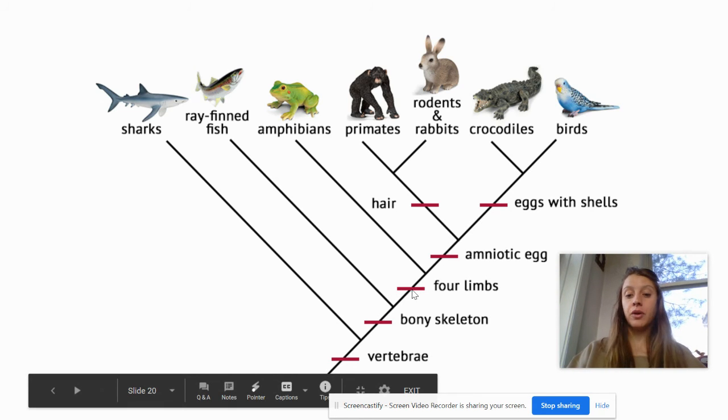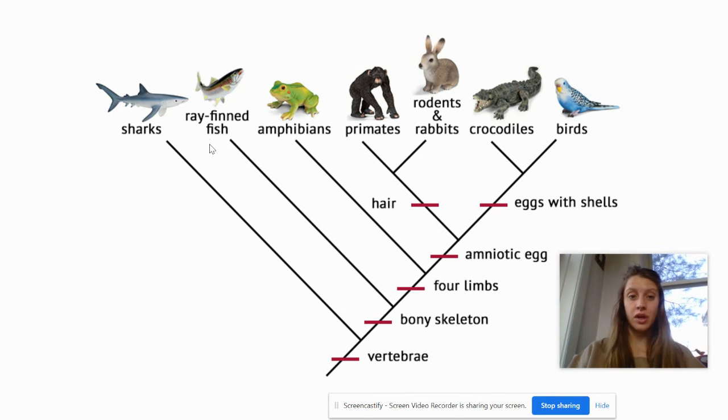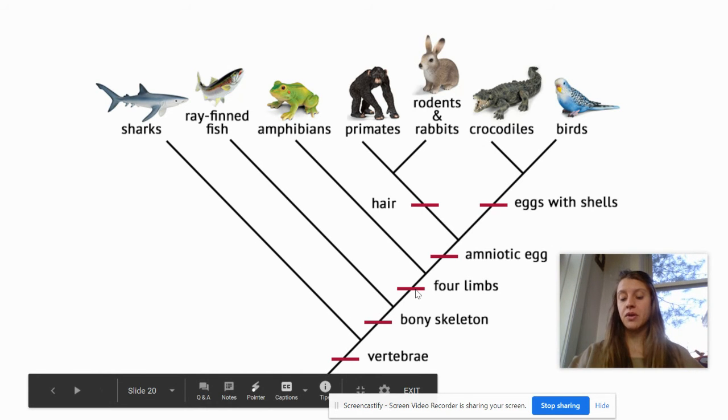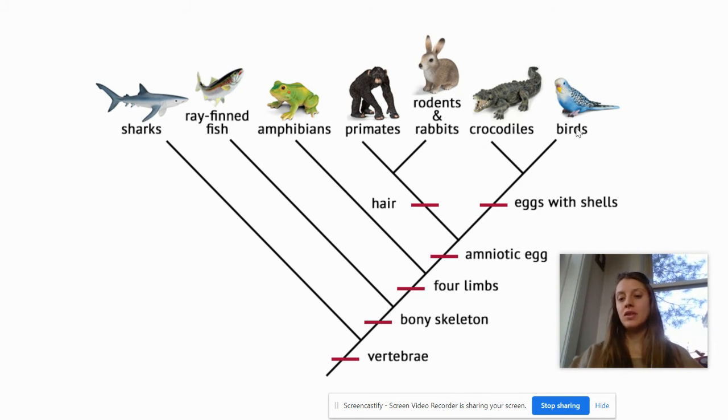Everything from this point onward on the cladogram has 4 limbs. And you can see this visually. Ray-finned fish do not have 4 limbs. Sharks do not have four limbs, because they're before that mark on the cladogram. Everything after this has 4 limbs. Even the birds, think about wings being limbs.